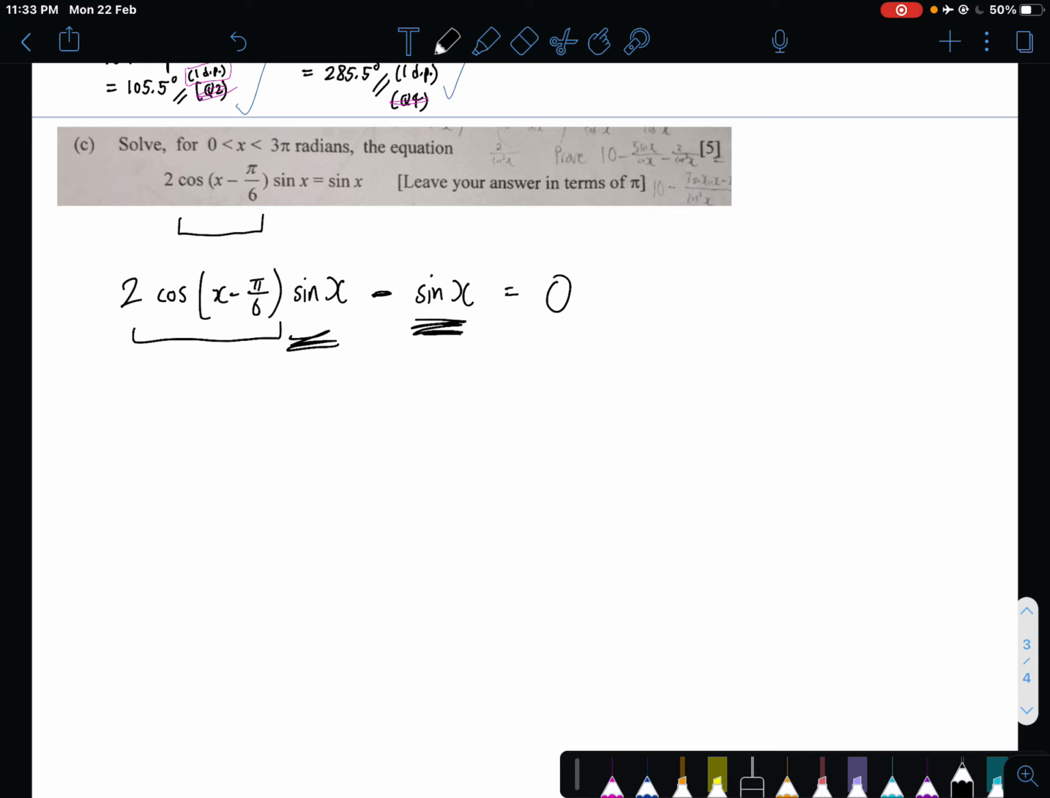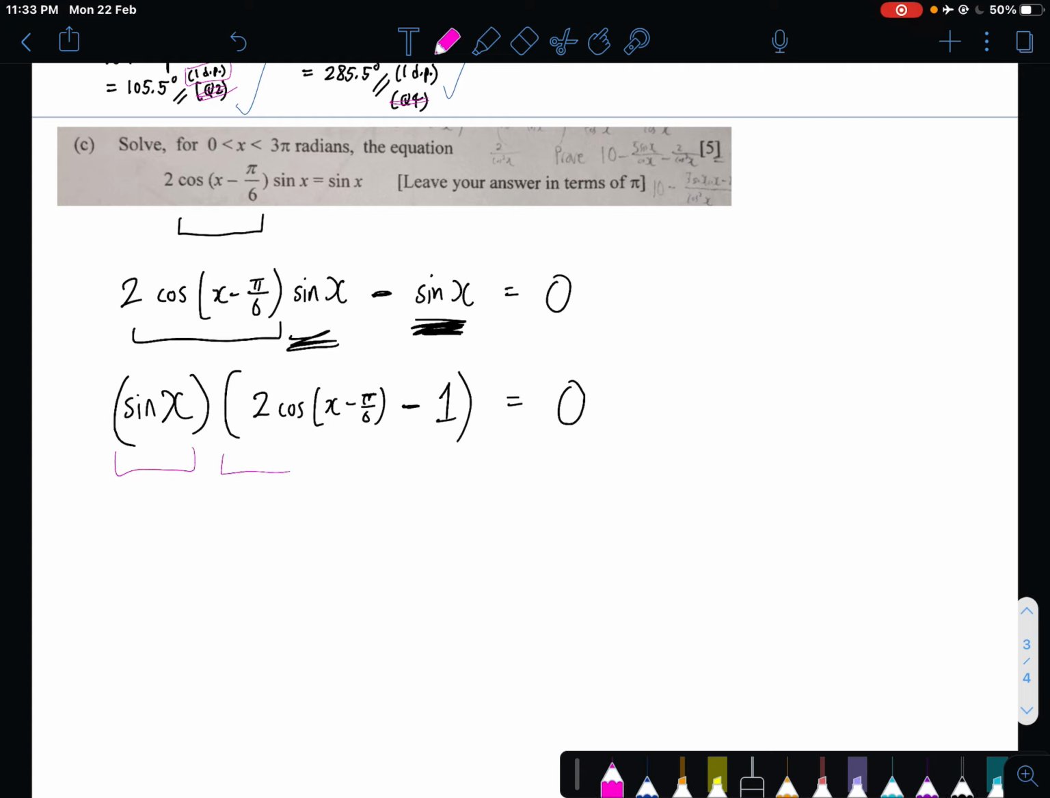So now there's a common factor of sine x. So of course I can factor out the sine x, right? Multiplied by, I just put brackets around it to be extra clear. Sine x multiplied by the first guy. After you factor out the sine x, you'll get 2 cosine x minus pi by 6. Then the other guy, you have a sine x factor out, you'll get a minus 1. Equals to 0.